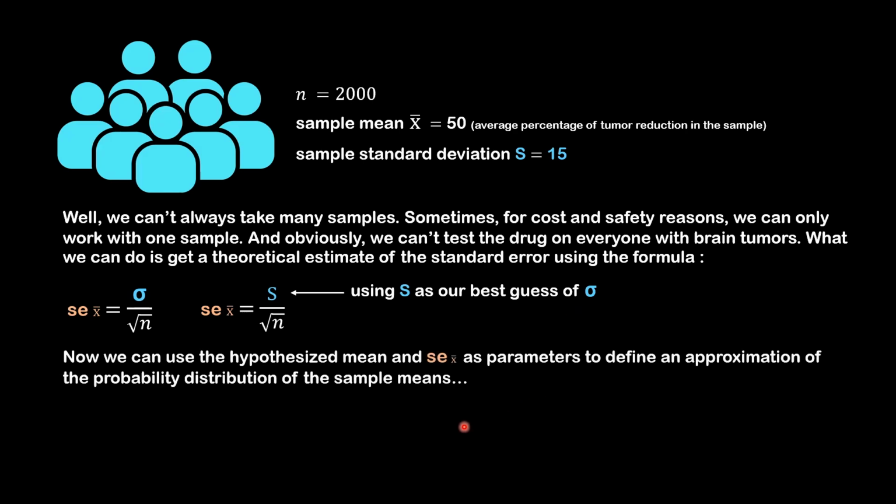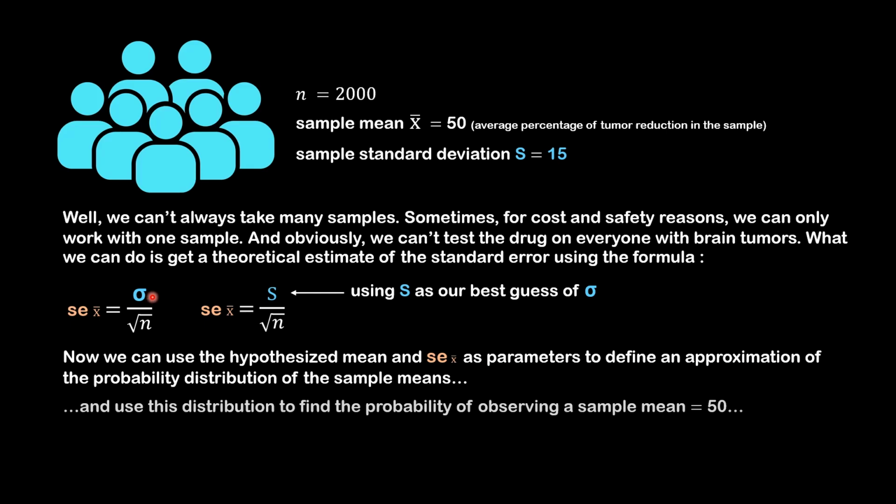Now we can use the hypothesized mean, which is 80%, and the calculated standard error as parameters to define an approximation of the probability distribution of the sample means. So it's going to be an approximation, not the true probability distribution of the sample means, because again we used a sample standard deviation instead of sigma, and use this distribution to find the probability of observing a sample mean equal to 50 under the assumption that the null hypothesis is true. The stage is set. We can now proceed with the test itself.